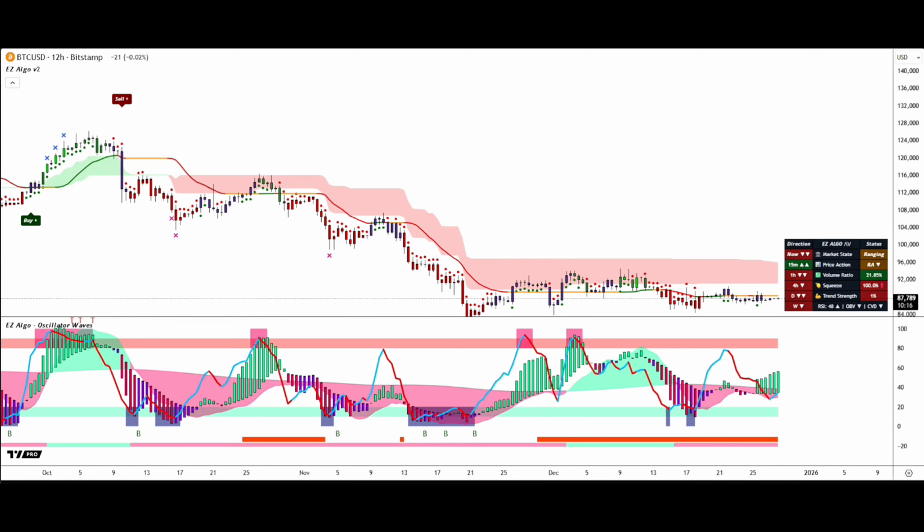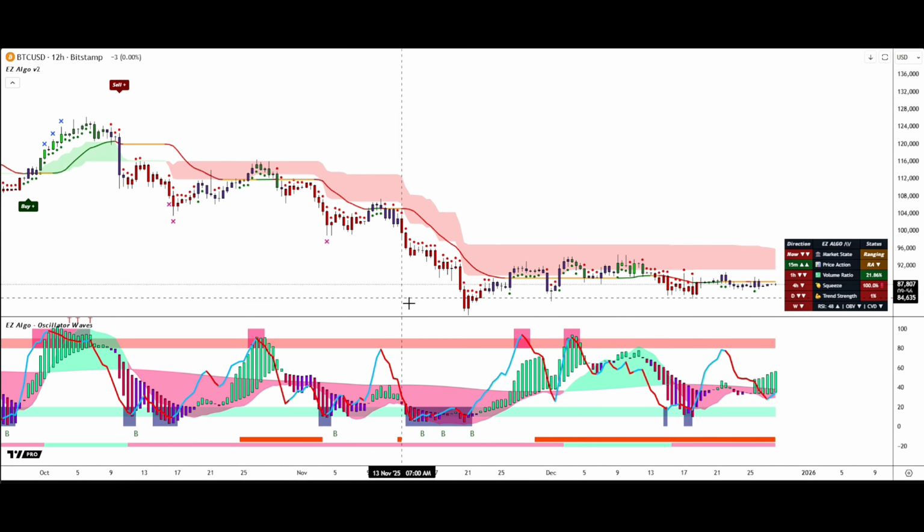All right, so we covered quite a bit today, going over EZ Algo Oscillator Waves. In our next video, we'll just go over how we can use both of these together, EZ Algo V2 and Oscillator Waves, and using Oscillator Waves to add confluence to our own trading strategies, our signals, and how we can play these ranges.